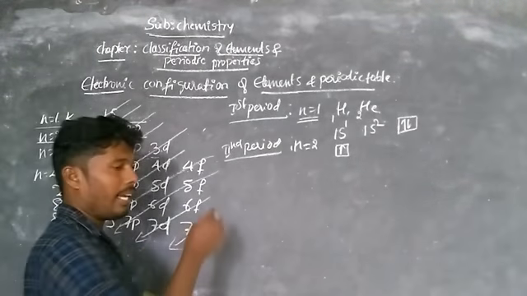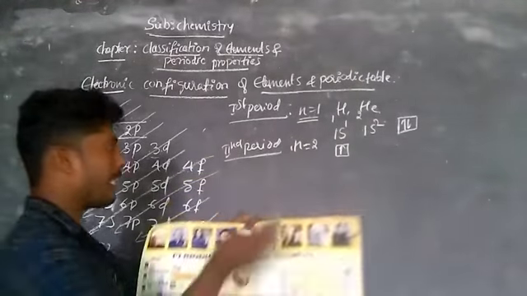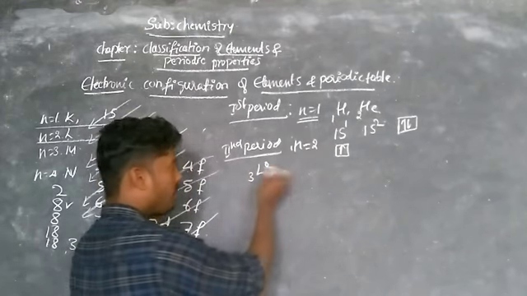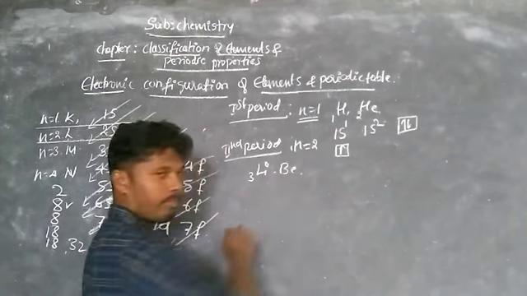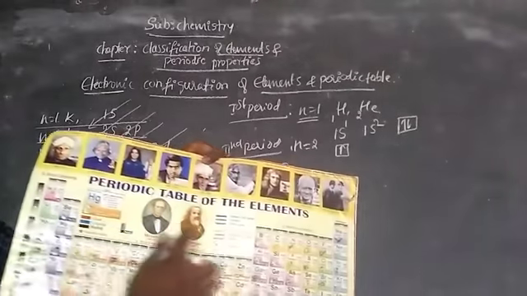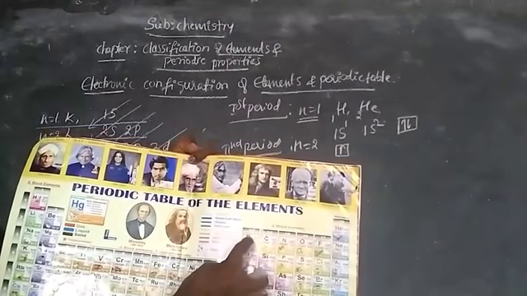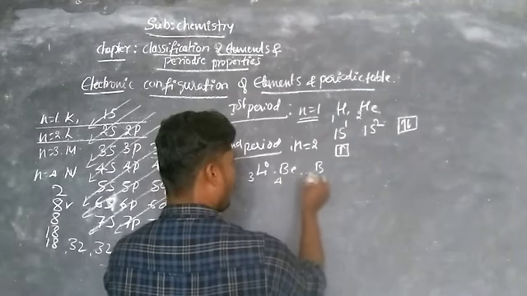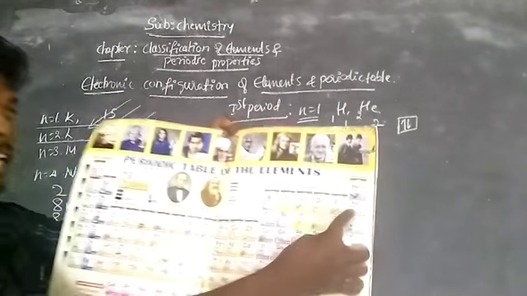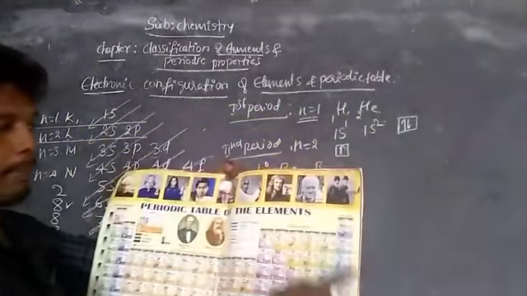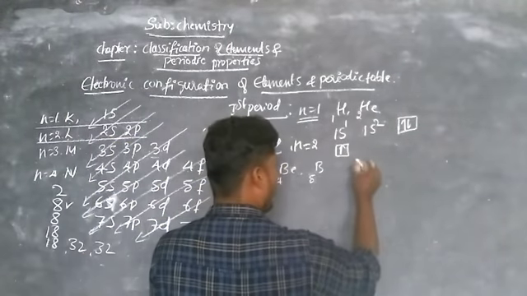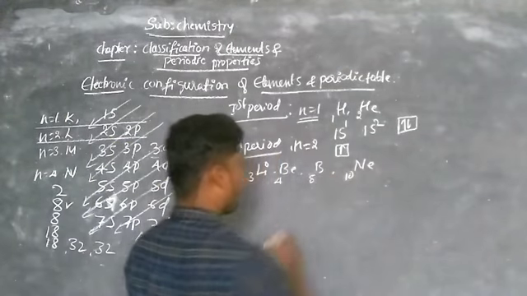Therefore, the elements begin with lithium, atomic number 3. And after lithium, there is beryllium. Then after beryllium, there is a long gap and it starts again from boron, B. The atomic number of B is 5, and the last element is what? Neon. Atomic number is how much? See here, 10. That is neon, 10.